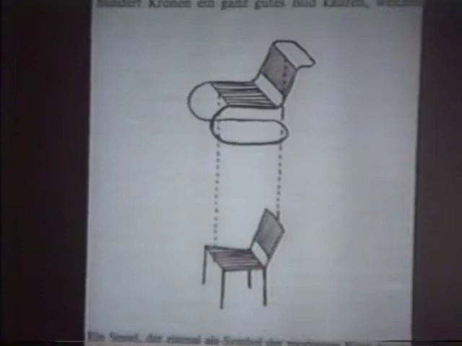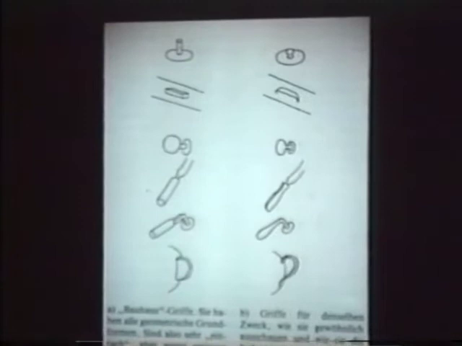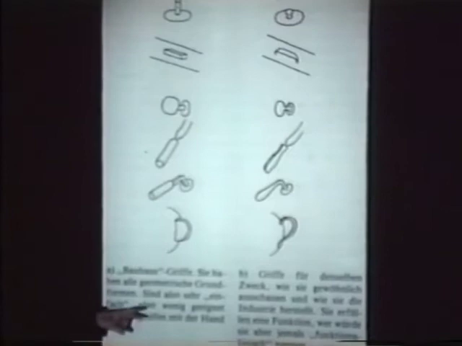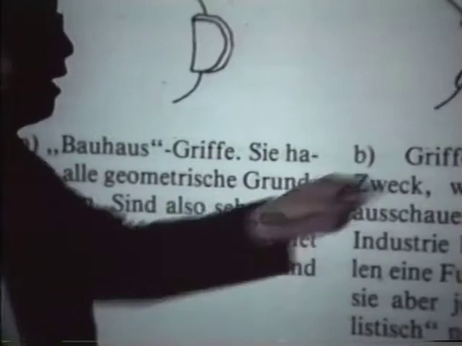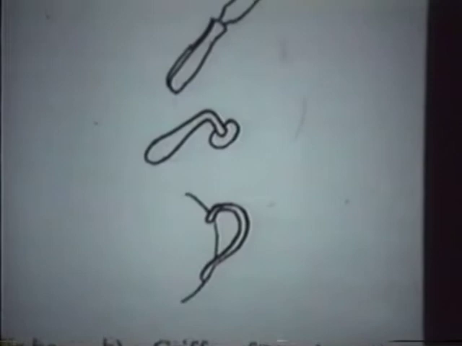On the left-hand slide, you have Bauhaus handles. They all have geometric basic forms. They're very simple, in inverted commas, but hardly suitable for the use by hand as handles. Handles for the same function as they look normally and as industry produces them, they fulfill a function, but nobody would call them functionalist.